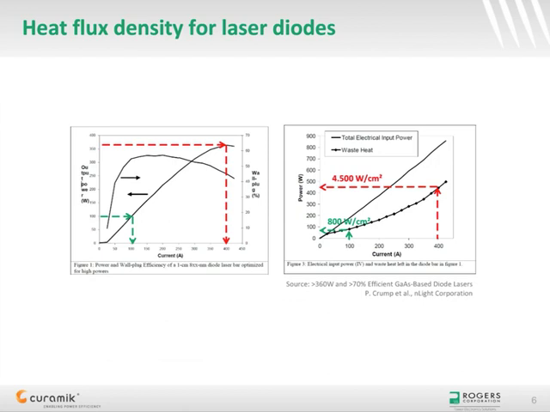Laser diodes generate even more heat. They transform a given electrical input power into useful optical power, and the power left behind is deposited in the device as waste heat.